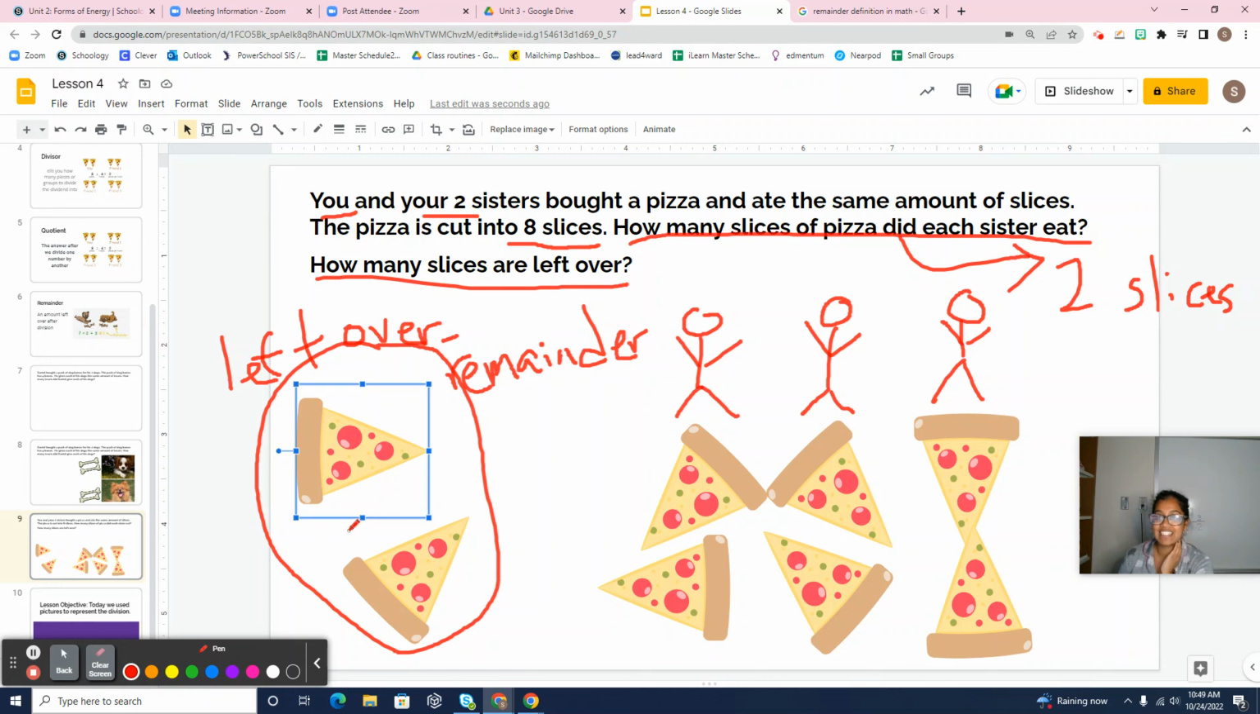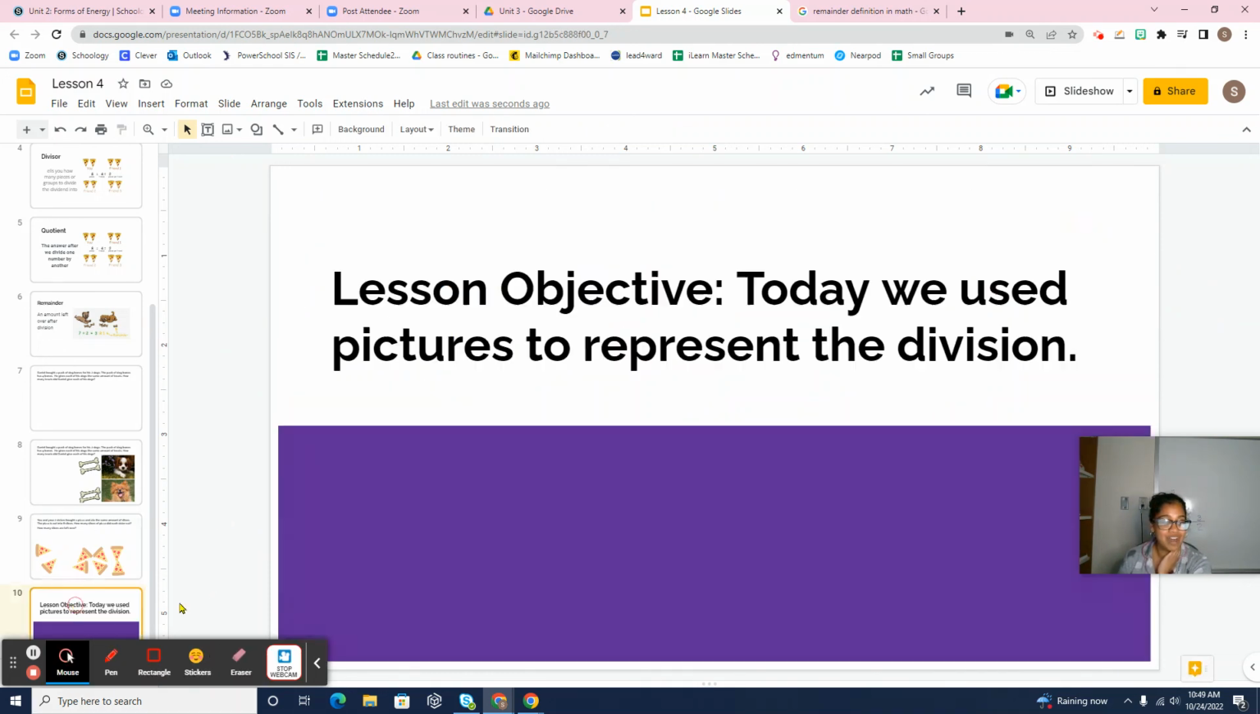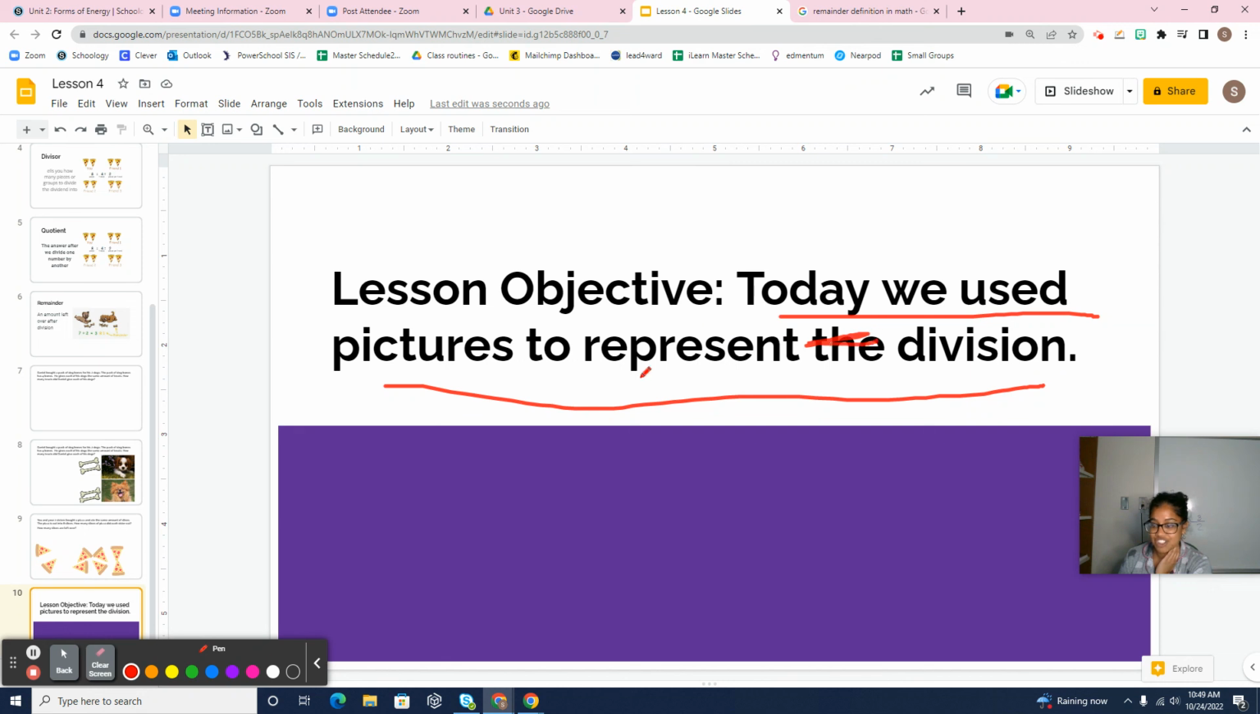All right, fantastic. So that's what we have for today. Let's review our lesson objective. Our lesson objective for today is that we use pictures to represent division.